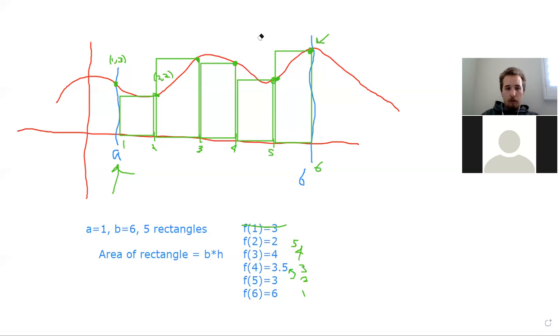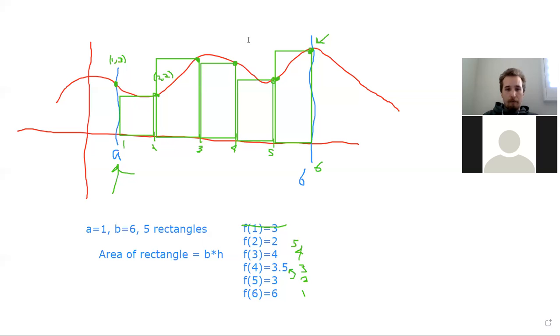And so as we already went over, the area of each rectangle. Yeah, so this rectangle would be bigger because this left point is higher than this right point. But this left point is lower than this one, so this rectangle would be smaller. But now we're just starting from the right.